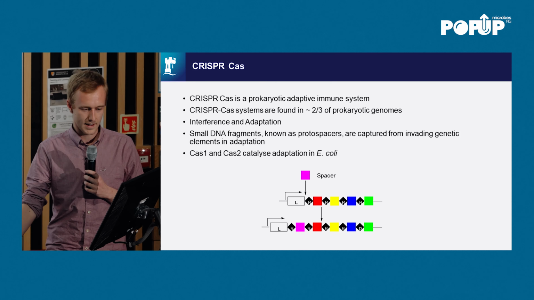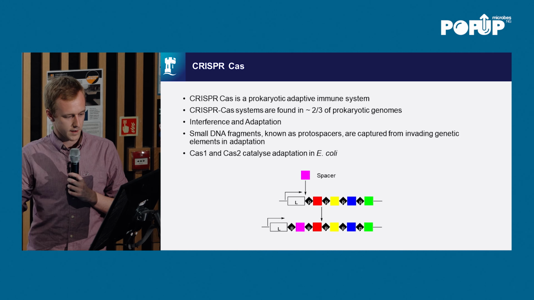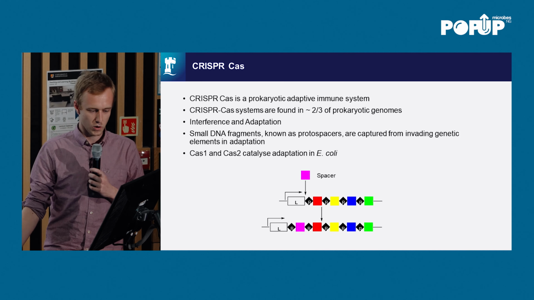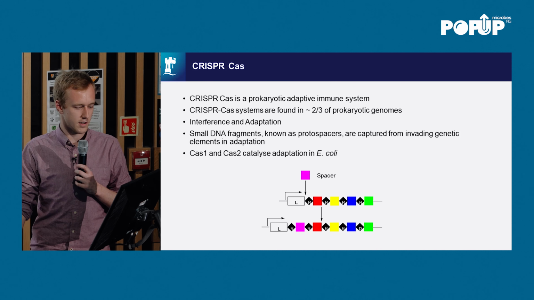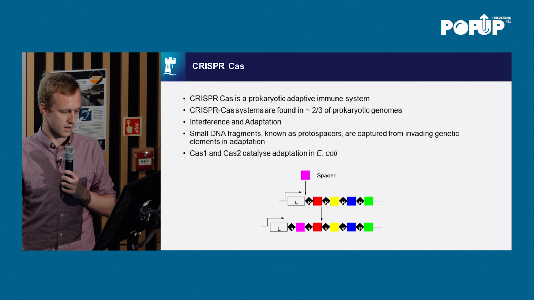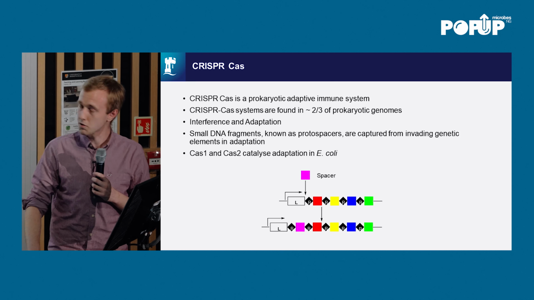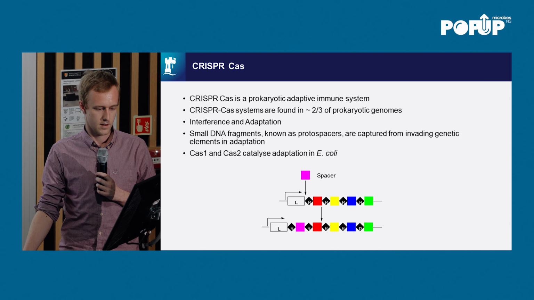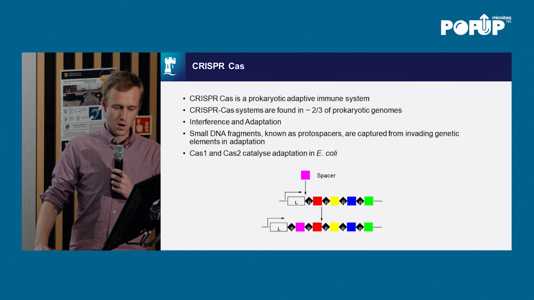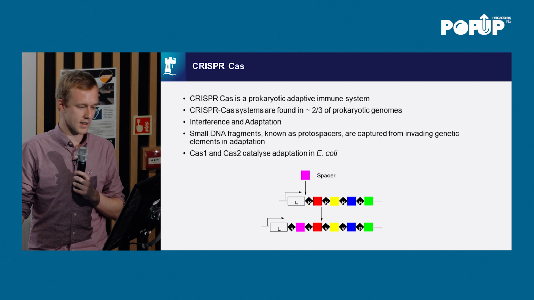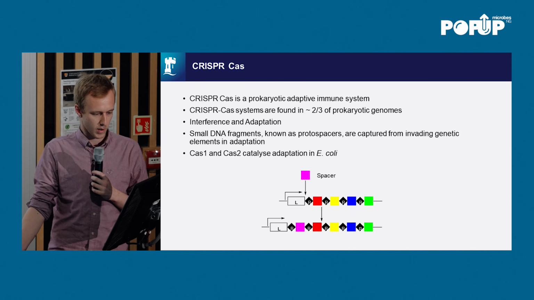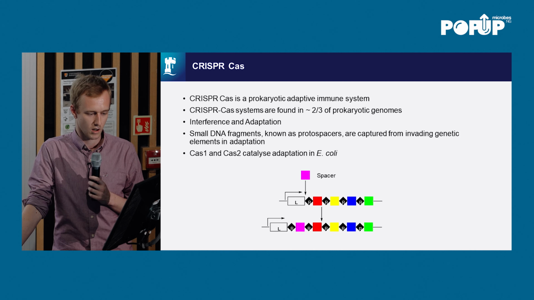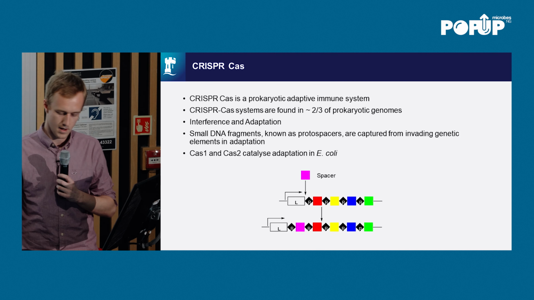So the system is split into two different arms. So the interference arm, which I'm sure you all have heard of, the Cas9 protein, everyone's favorite a few years ago. So this is involved in interference, which is involved in the destruction of the invading elements. Whereas what I and our lab work on is adaptation, which is the process by which immunological memory is generated.